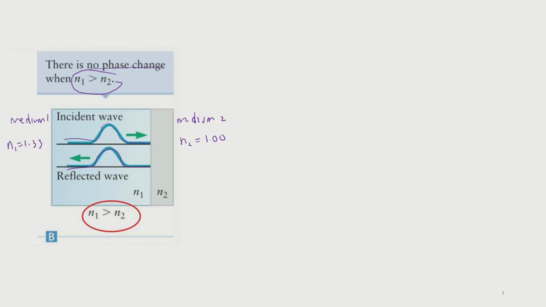So there is no phase change when medium 1 is higher than medium 2, or a light wave will not undergo a phase change if it reflects from a boundary of a medium with higher refractive index to a medium of lower refractive index. So no phase change.